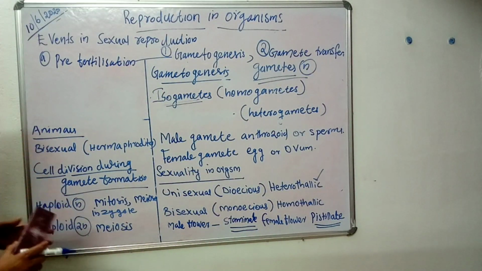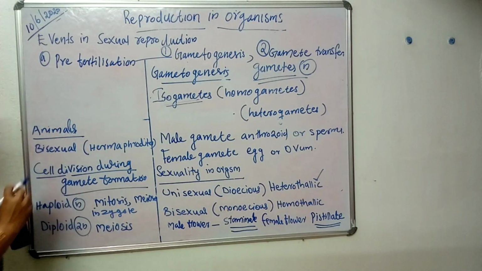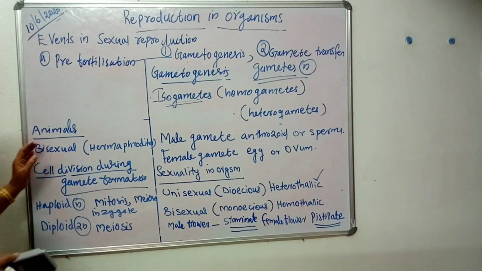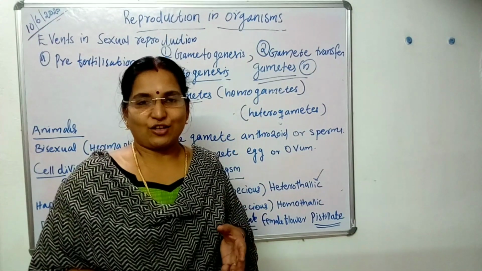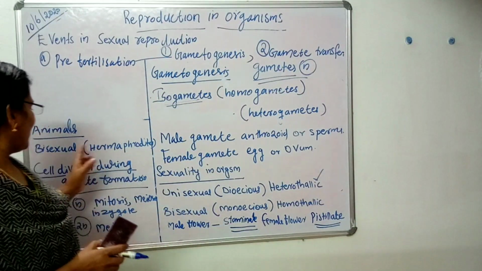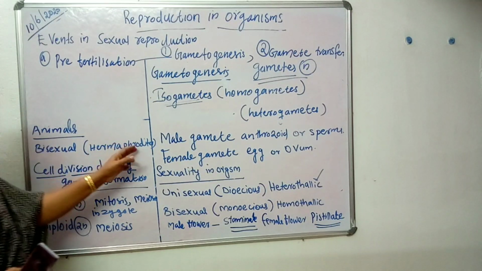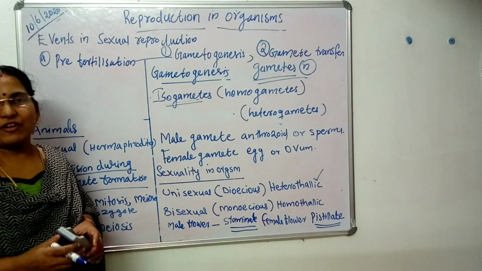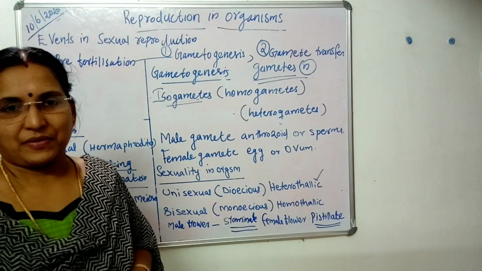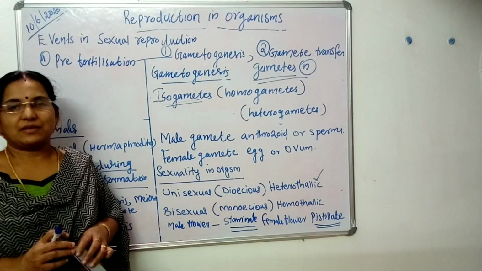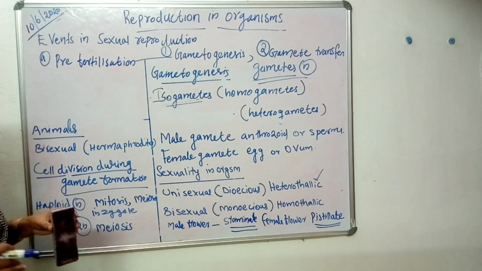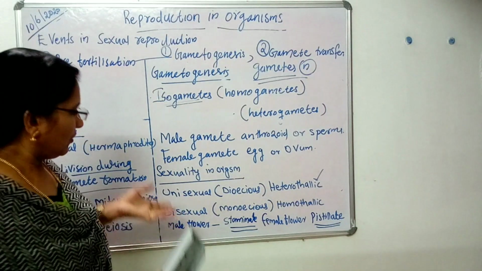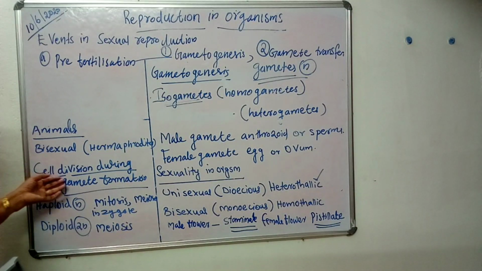Then, what about animals? Among animals also, unisexual organisms are there, bisexual organisms are there. You can make a list of unisexual animals, of course. But what about the bisexual? They are otherwise known as hermaphrodites. Bisexual animals are known as hermaphrodites. Both male sex organ and female sex organ are present in such organisms. Examples: leech, tapeworm, earthworm, etc. For unisexual, based on your NCERT book, one example is given, that is cockroach. You can find so many examples, or we know them already. Then what about the cell division during gamete formation?